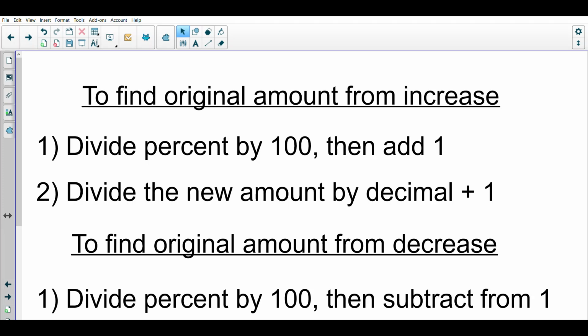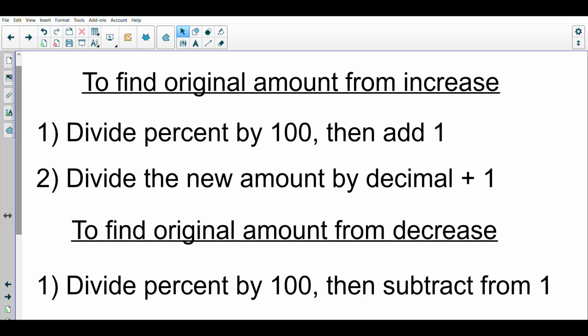Now here are two of them on the same slide. First, to find the original amount from an increase, you divide the percent by 100, then add 1. So if you end up with 0.64, you would add 1 and get 1.64. Then you divide the new amount by the decimal plus 1, the number you get after you add 1. And that'll give you the original amount.